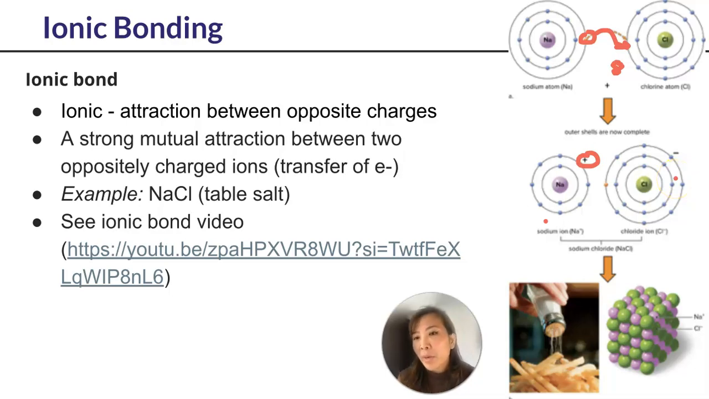Vice versa, we have chloride. Chloride originally was neutral right here, but when it gained this electron, which has a negative charge, it now has an electric charge because it has one more electron than it does proton, right? So that's where the positive and negative charge come from. Now we have this mutual attraction between two oppositely charged ions, positive and negative, and so then you have sodium chloride. And that's how we actually have salt.